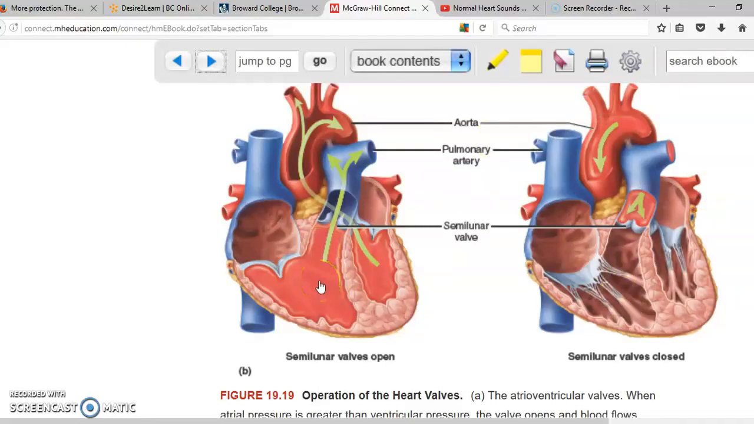The volume in here is going to be 130. Once you pump only 70, right here always stays 60. That's why it's called isovolumetric relaxation.